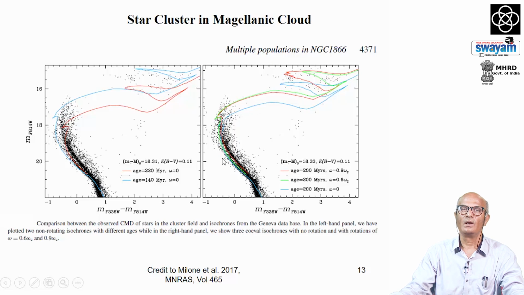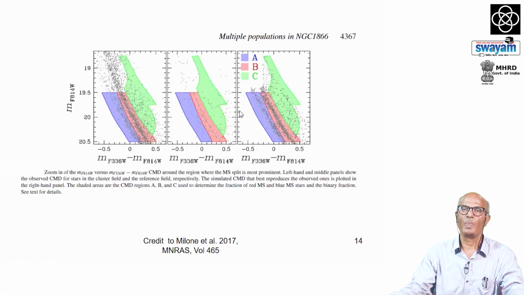They are fitted, and this work has been published by Milone et al. 2017 in Monthly Notices, volume 465, and it clearly establishes and demonstrates that there have been multiple epochs of star formation, and the two epochs which are distinctly different have a several giga-year difference, and that is a very important result recently derived based on the precise photometry of HST.